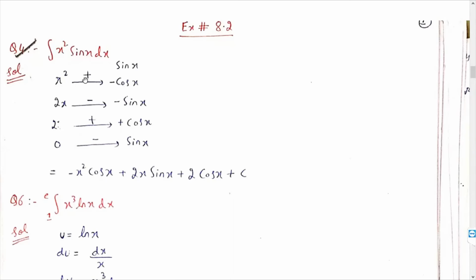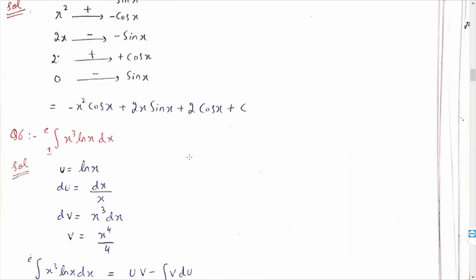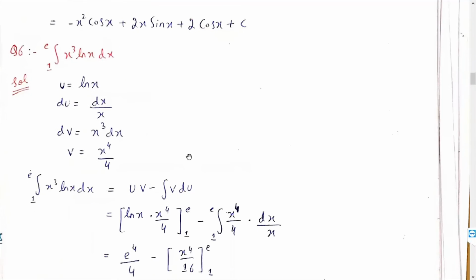Now pairing them, starting with positive sign, apply alternate signs. So positive, then negative, positive, then negative. Now multiplying them, minus x square cos x plus 2x sin x plus 2 cos x plus constant of integration, because when you multiply these two, you'll get 0. So we get three terms plus some constant of integration, just because this is an indefinite integral. So like this you can apply tabular integration. This is much easier than applying integration by parts.